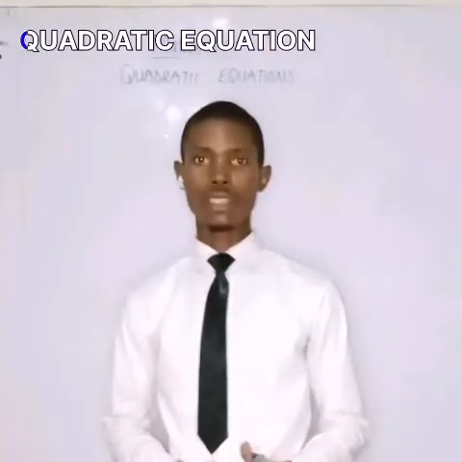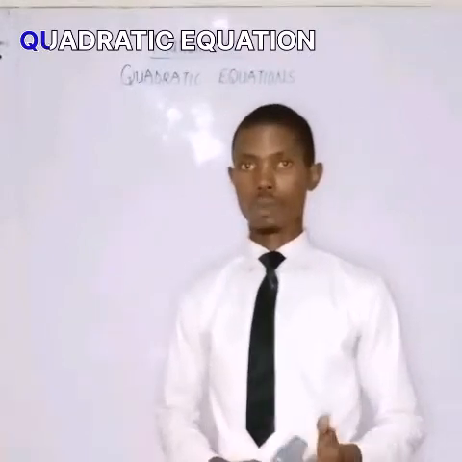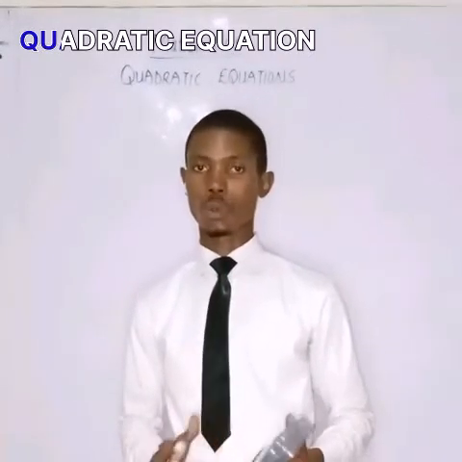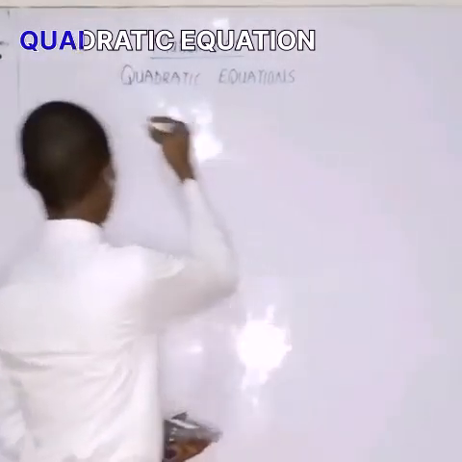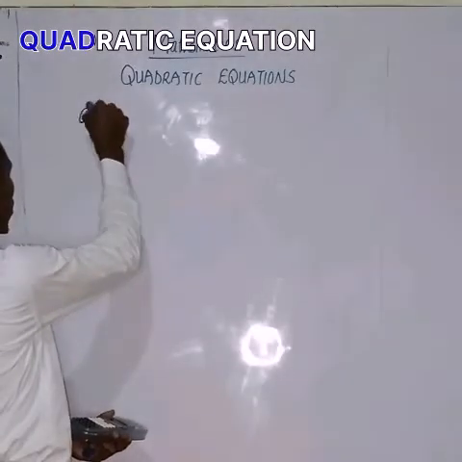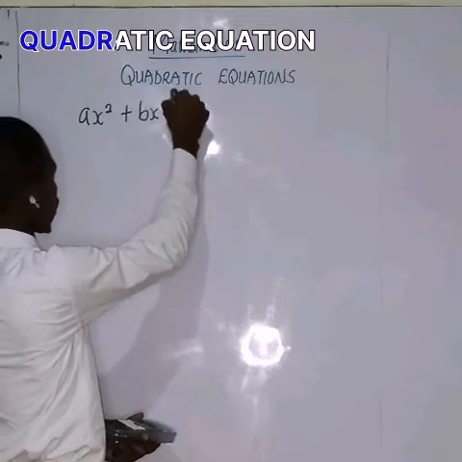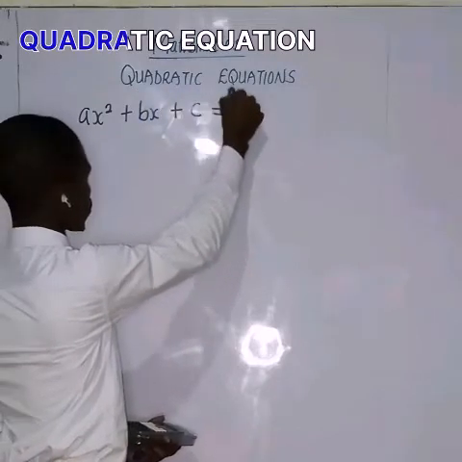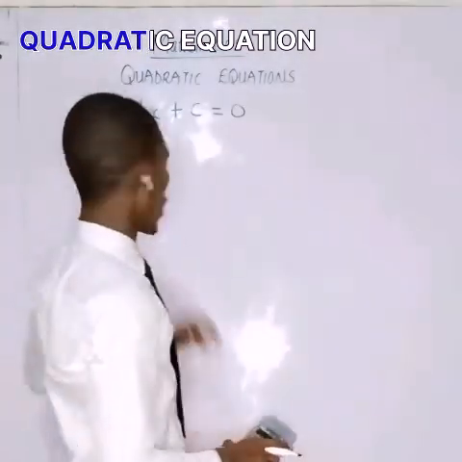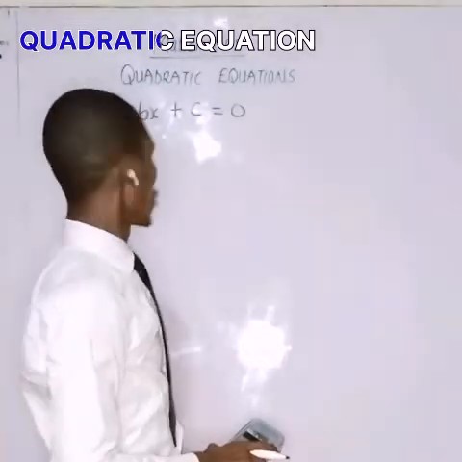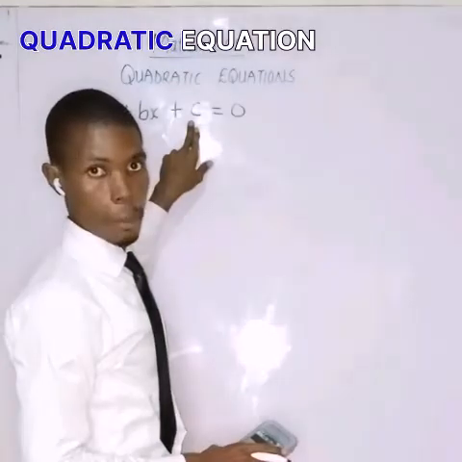Today we'll be looking at a new topic which is called quadratic equations. You know that a quadratic equation is an equation that has a general form of ax squared plus bx plus c equal to 0. This is the general form of a quadratic equation, where this is the first term, this is the middle term, and this is the constant term.